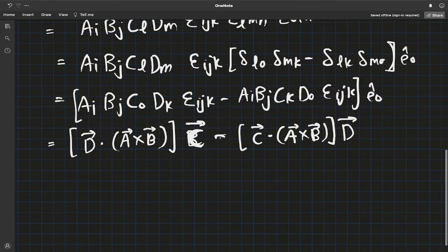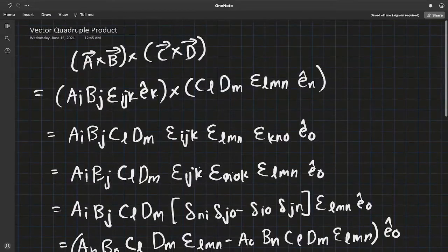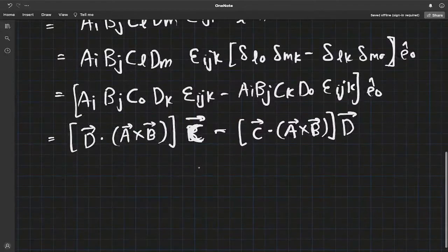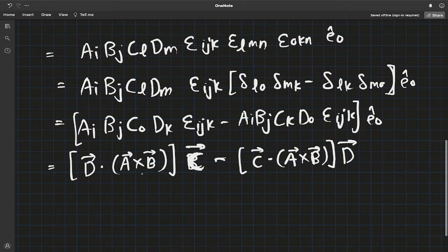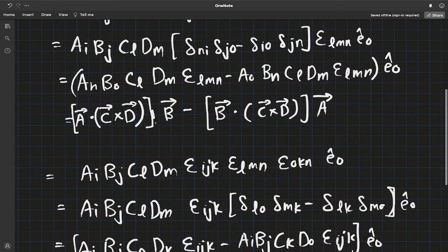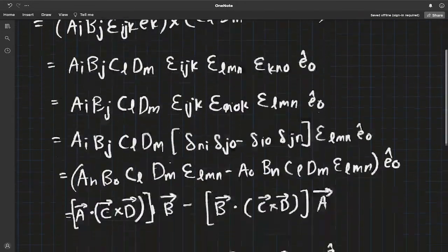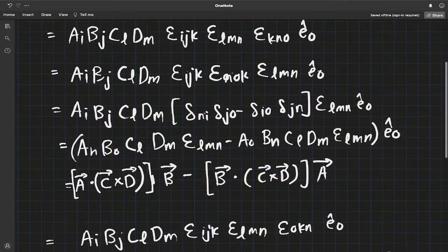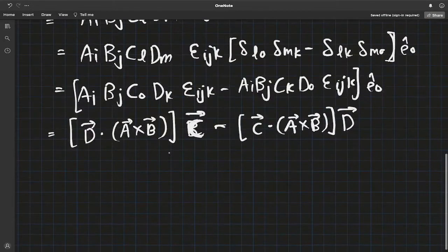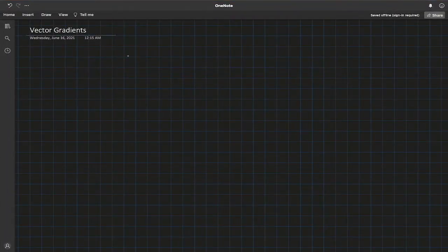So yeah, that is the quadruple vector product, and it's kind of nice that it extends onto the scalar triple product, because scalar triple products just pop up here. All of these things, they mainly rely on the use of the Levi-Civita identity. Okay, one thing I want to quickly talk about is vector gradients.